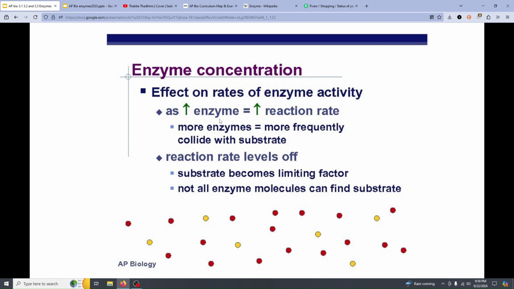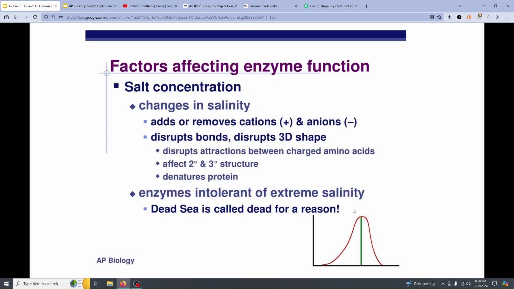This we saw, right? As enzyme increases, reaction rate increases. But when substrate is limited, then not all enzyme molecules can find the substrate. One more thing that changes the activity of enzyme is salinity.